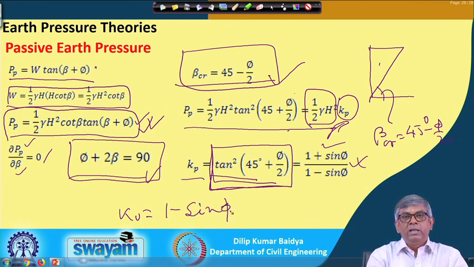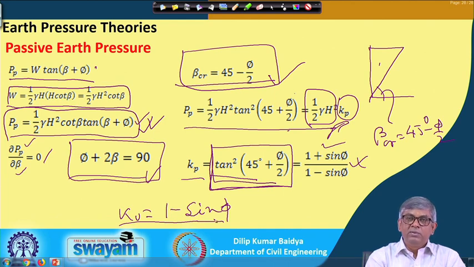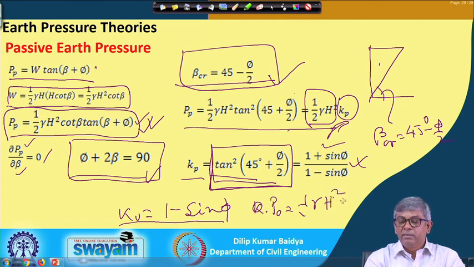Sometimes a question can be asked: find out the thrust behind the wall when the wall is prevented from yielding. How would we find that out? That means it is neither a passive case nor an active case, it is prevented from yielding. That is the at rest condition, and then K naught becomes 1 minus sin phi. Once you know K naught, the thrust at rest condition is half gamma H square multiplied by K naught. Like that one can find out.